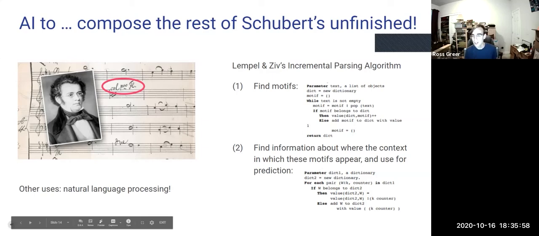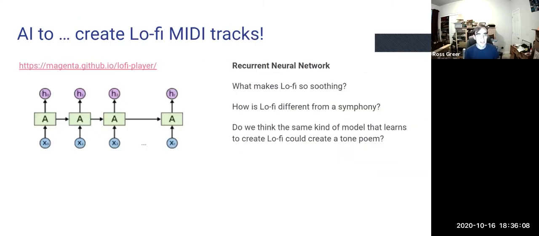And this is really not that complex of an algorithm. There are no giant deep neural networks for this. It's really just looking at the data and organizing the motifs. The next section here, we have AI to create lo-fi MIDI tracks. So this is kind of along the lines of the pop music we looked at earlier.